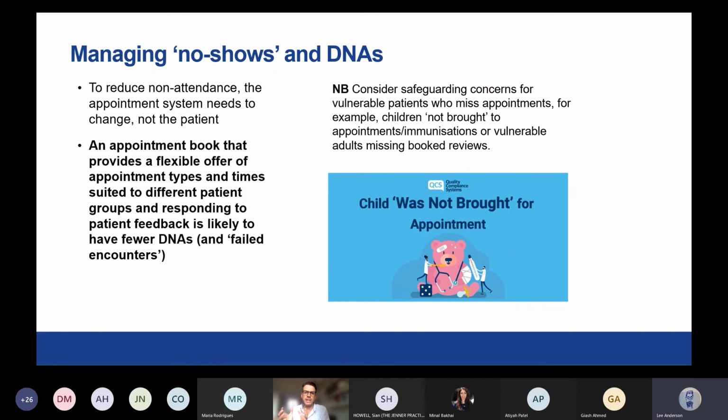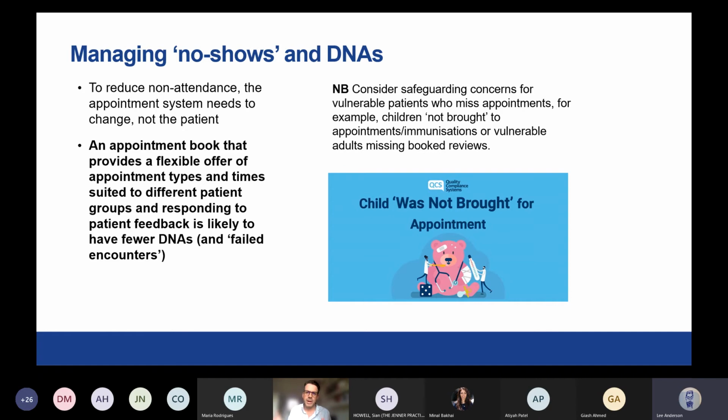Obviously, there are particular situations around no-shows and DNAs which should be flags to be cautious about, people for whom you might have safeguarding concerns. I'm sure almost everybody on this call will be aware of the child not brought for the appointment codes that you can use for children. But thinking about children not brought to appointments, or vulnerable adults who are not brought to appointments, or things like scheduled immunisations, that's a big flag.